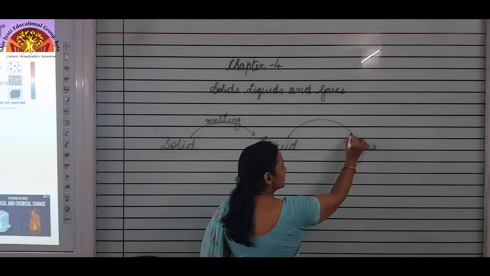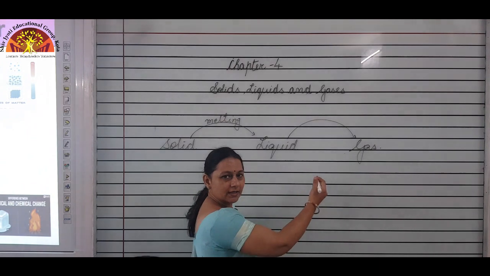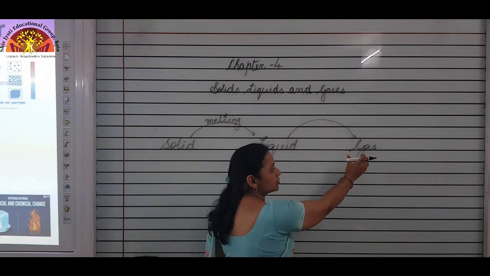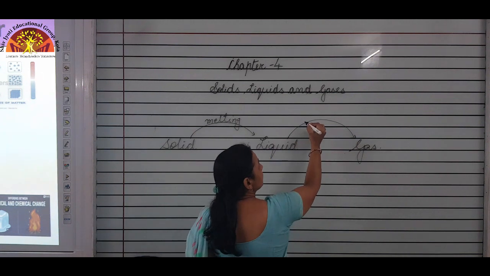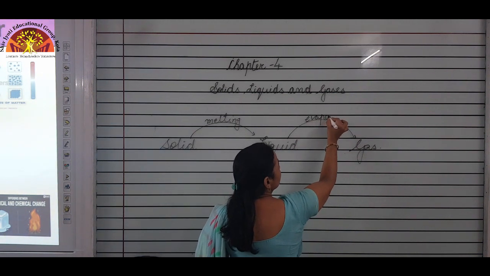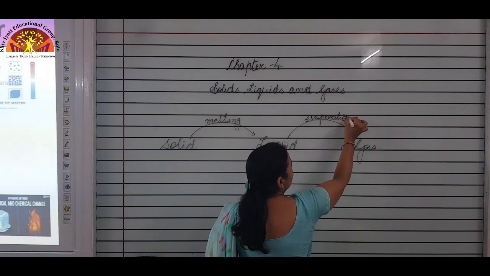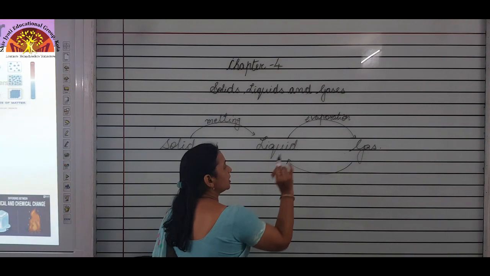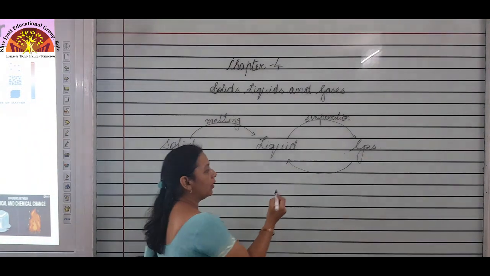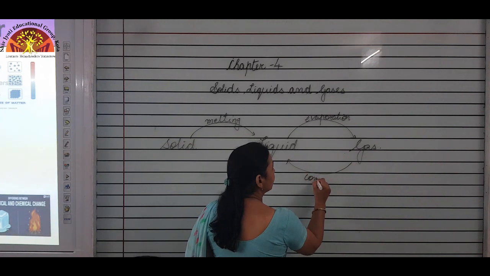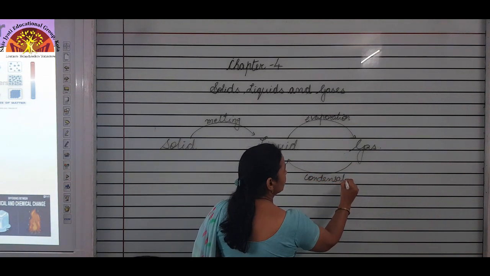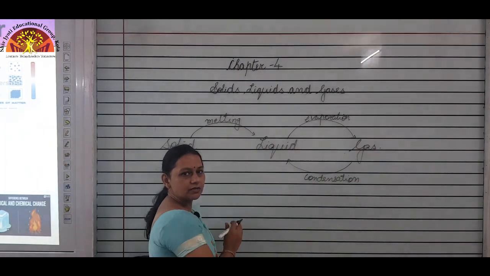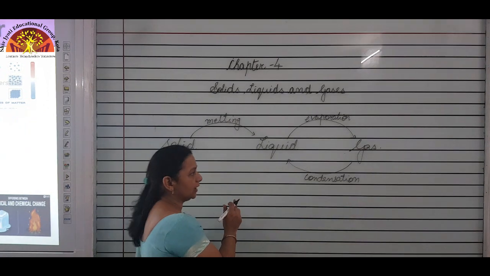Again, when liquid is heated, it converts into gas, and this process, when the liquid converts into gaseous form on heating, is called evaporation. Opposite to these, if we go in the opposite direction, when the gaseous form converts to liquid on cooling, it is called condensation. So, condensation is the process of changing gaseous form into the liquid state on cooling.